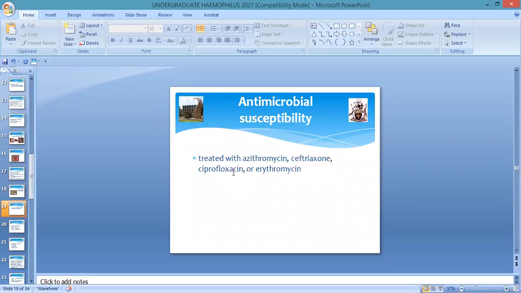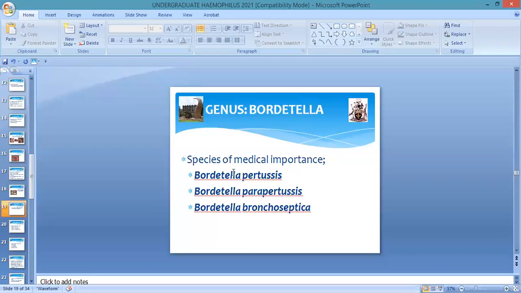In terms of treatment of Haemophilus ducreyi, you can use azithromycin, also ceftriaxone or ciprofloxacin, but again, be guided by the AST profile of the pathogen.